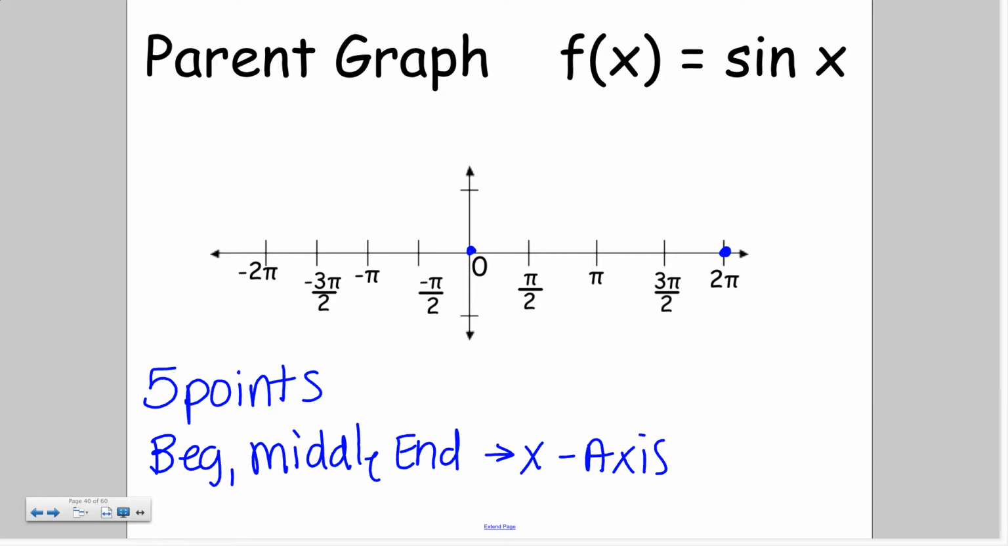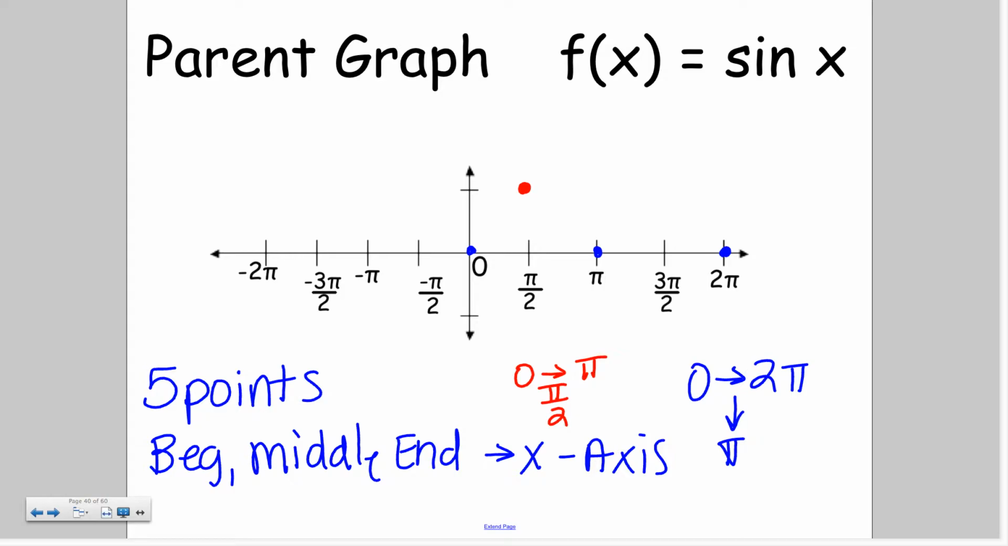So right now you've got from 0 to 2 pi. If I cut 0 to 2 pi in half, that gives me pi. So there's my middle. So those 3 points are on that x-axis. The other 2 points are above and below. So now we're going to look at between 0 and pi. Halfway would be pi over 2. And that one goes up.